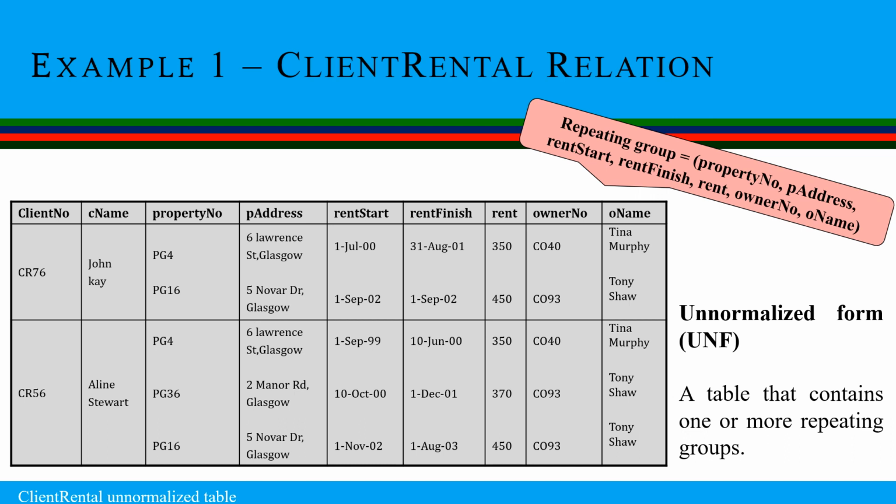Now let's look at an example. Here we have a table called the client rental relation. This table consists of client details as well as the property rental details. But this table is an unnormalized table. This table consists of one or more repeating groups. For example, in the property number, PG4 and PG16 both belong to the same client CR76. So this table consists of one or more repeating groups, and so this table can be called an unnormalized table.